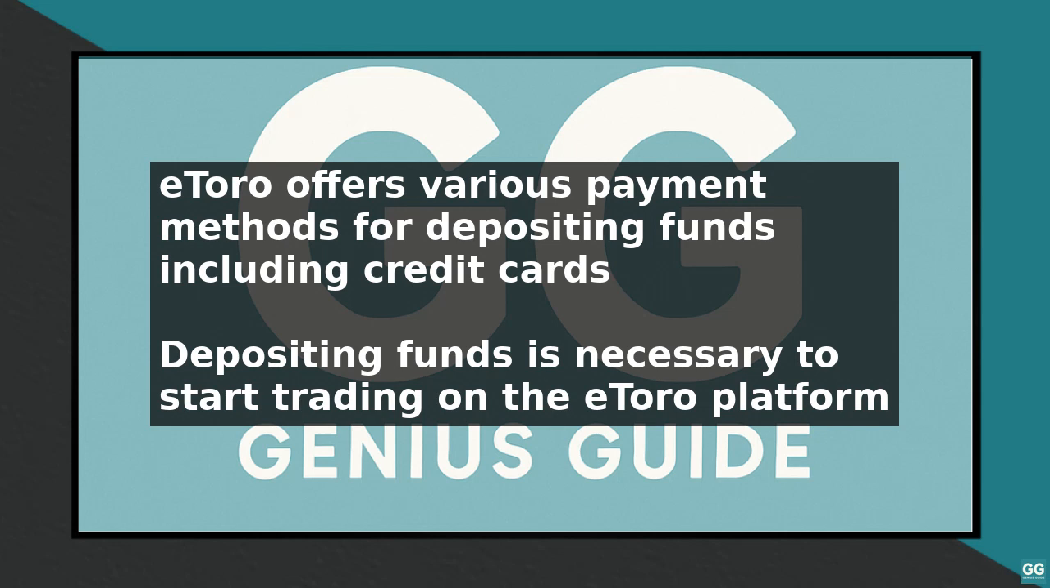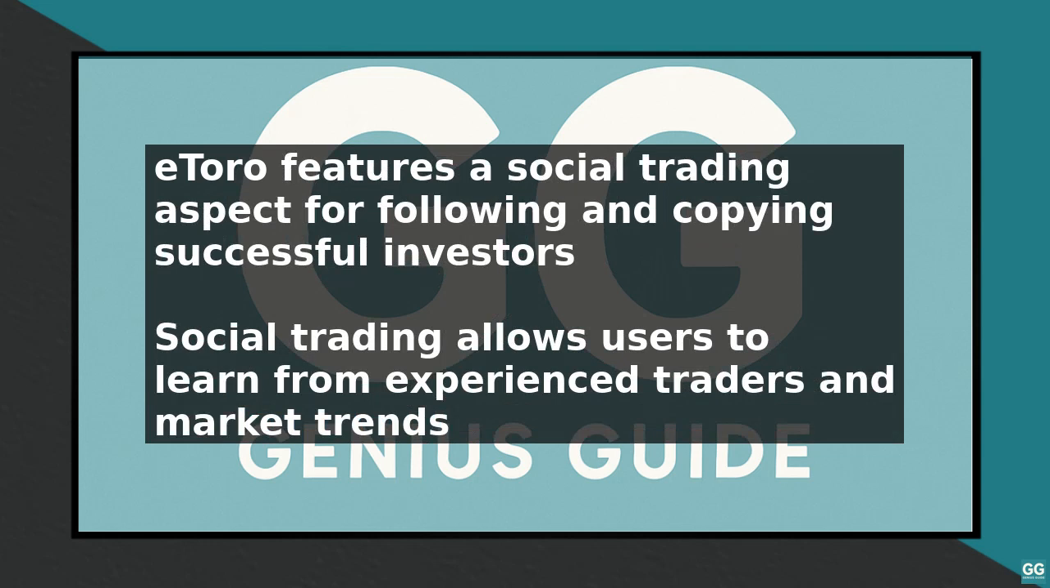To start trading, you need to understand the concept of buying and selling, which involves exchanging one cryptocurrency for another or for fiat currency. eToro offers a user-friendly interface that allows you to place trades quickly and easily, with features such as stop loss and take profit orders to help you manage your risk.